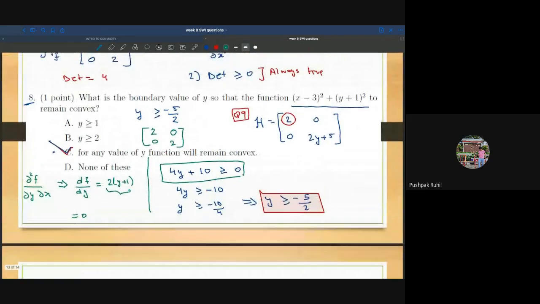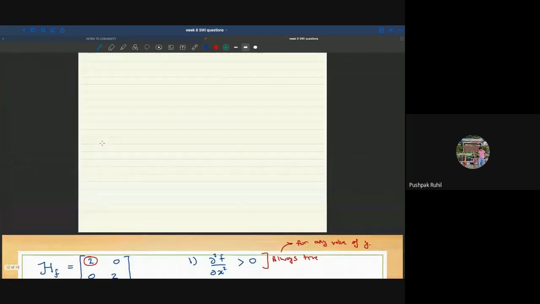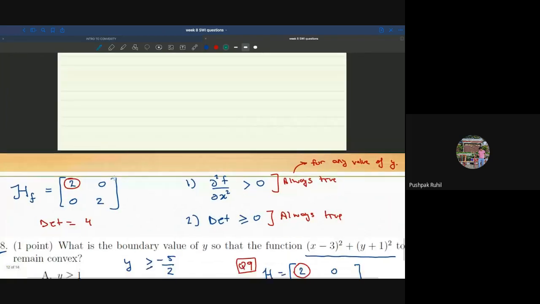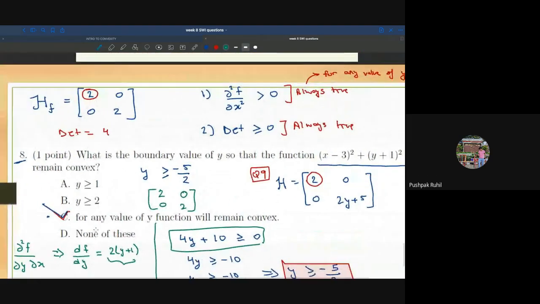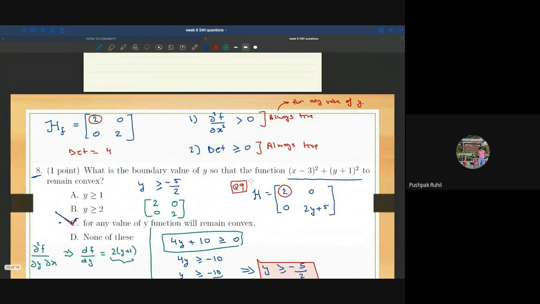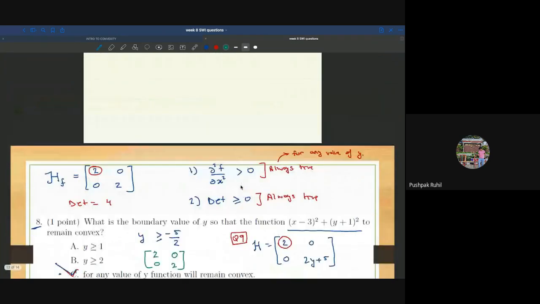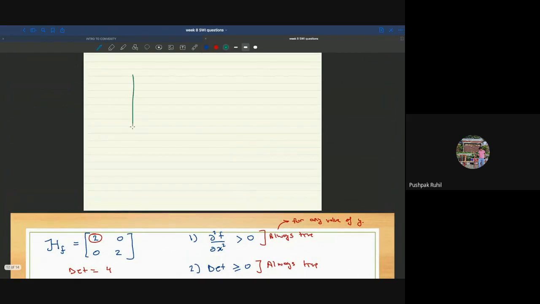One more thing I wanted to take. What does it mean when we are finding a range on y? We are saying what is the boundary value of y so that the function remains convex. Graphically, it would mean that you have some sort of function which is convex for one particular range, but after that point, it is not convex. Maybe I'm taking it in the case of a single variable.